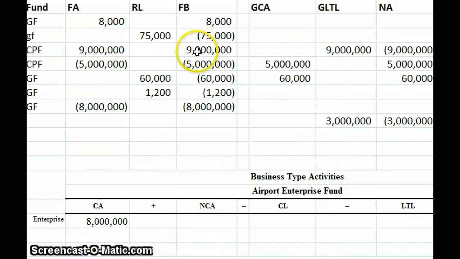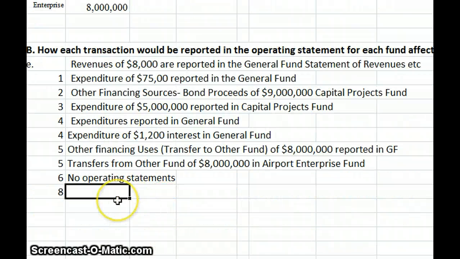Okay, then let's look at number 7. The city repaid half, $10 million, of general obligation bonds that had been issued several years before to help with final construction of a school building. Interest of $1 million was matured and paid. So here we're going to have expenditures of $11 million reported in the debt service fund.